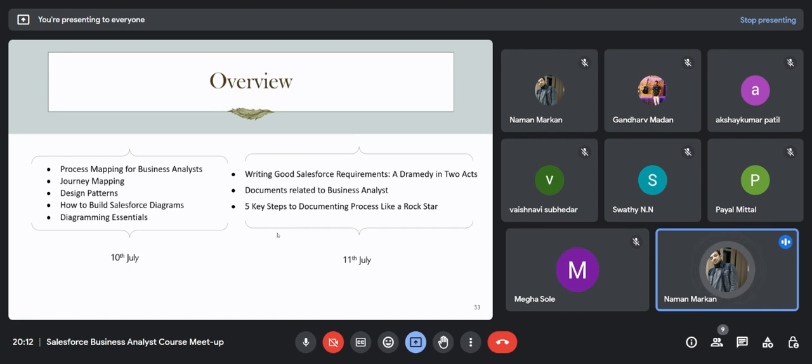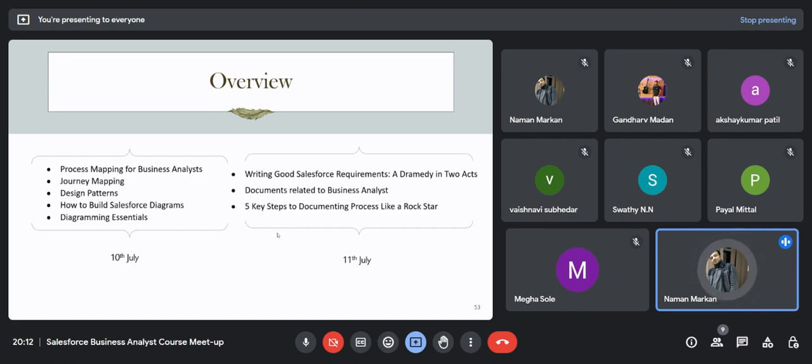And we will be looking into the journey of a customer and how we can track that journey from the starting point to the ending point. And there are some models involved in journey mapping. Basically we will be looking into those models as well, which we call design patterns, because there are multiple models involved in journey mapping, and how we can build those diagrams, and what are the key steps, the essential steps, to build those diagrams. Basically we will be looking into this.